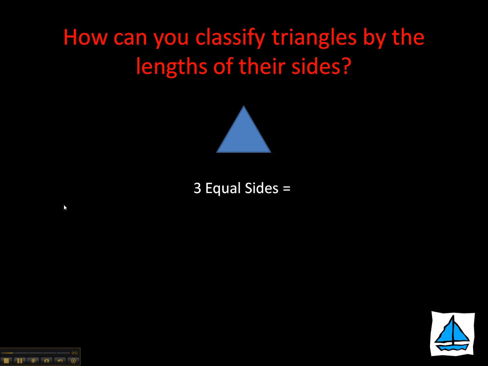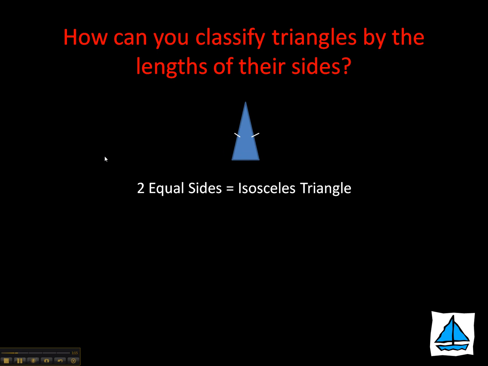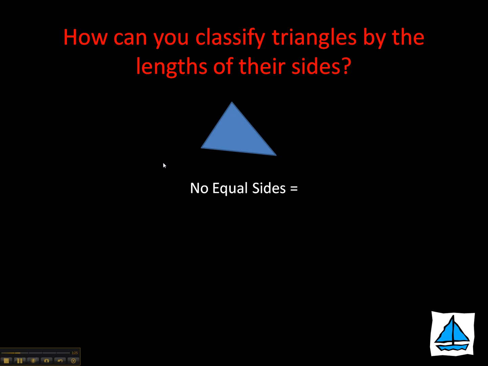If you have a triangle that has three equal sides, then it is called an equilateral triangle. We can show that a triangle has three equal sides by adding these little ticks. Those indicate that each side of this triangle is exactly the same length. If we have a triangle that has two equal sides, then it is called an isosceles triangle. And you'll notice that I've added two ticks here because these two sides are exactly the same, but the bottom one is not. A triangle with no equal sides is called a scalene triangle.